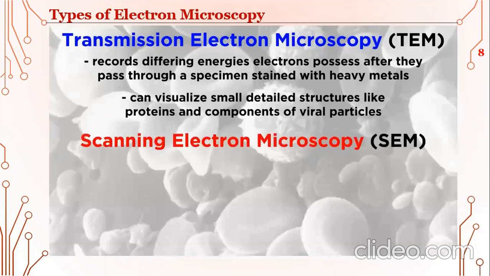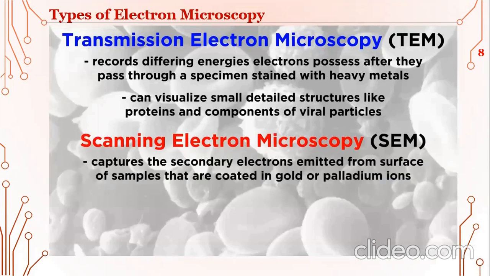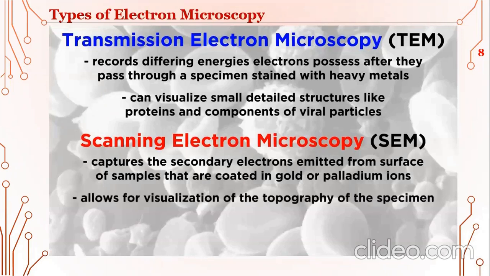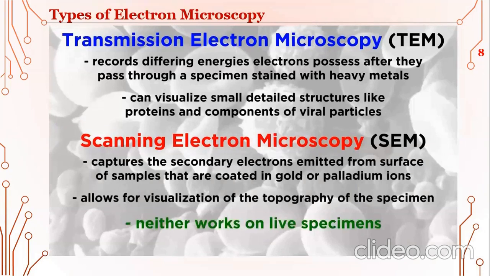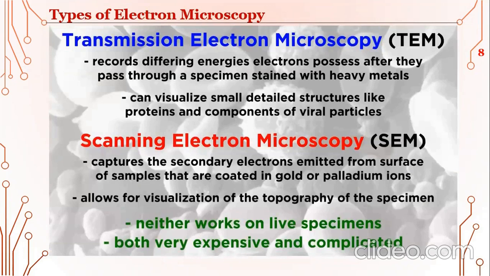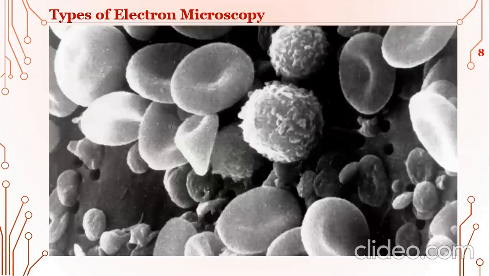Scanning electron microscopy, or SEM, captures the secondary electrons that are emitted from the surface of samples coated in vaporized gold or palladium ions to visualize the topography of the specimen. And the main drawback, as we mentioned, is that both SEM and TEM cannot be used to visualize living specimens, and they are also quite expensive and complicated techniques to use. And with that, we know a bit about electron microscopy.